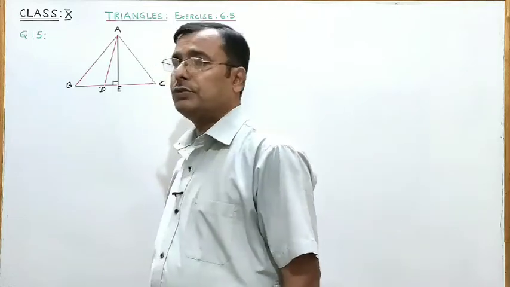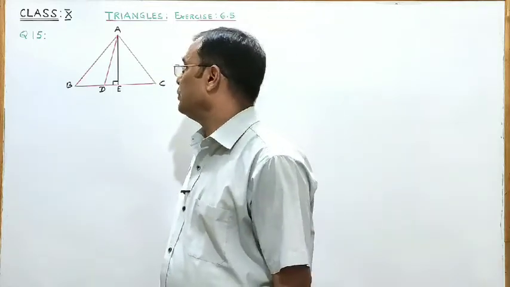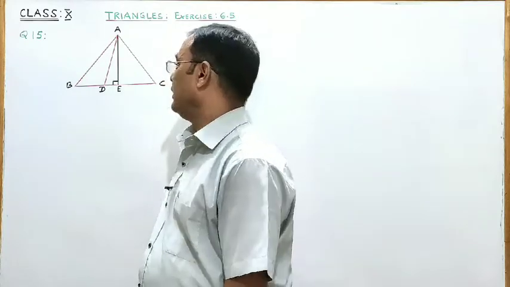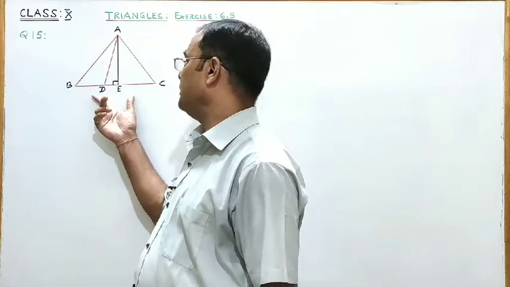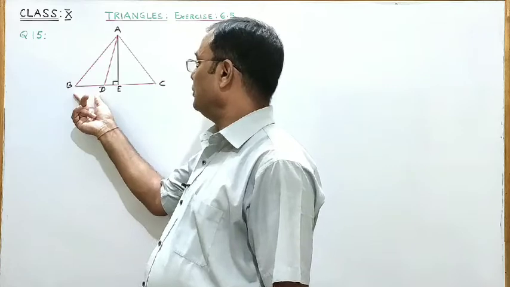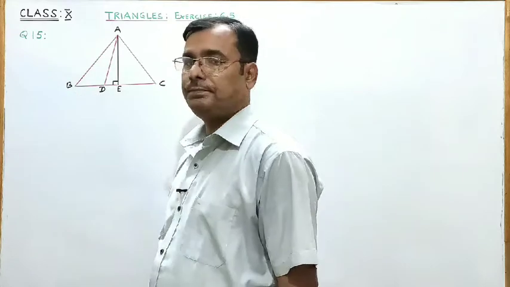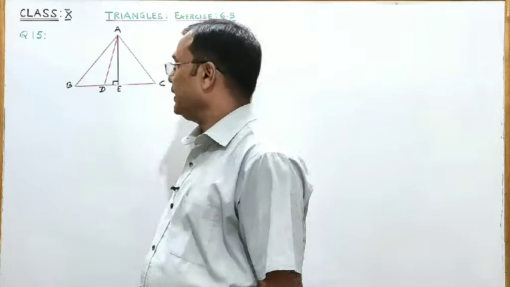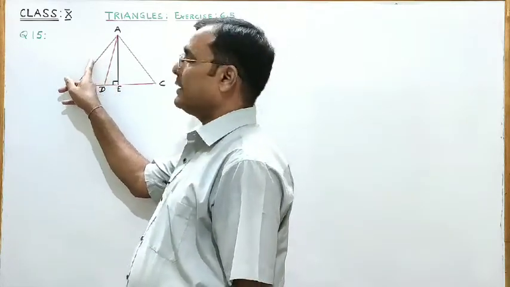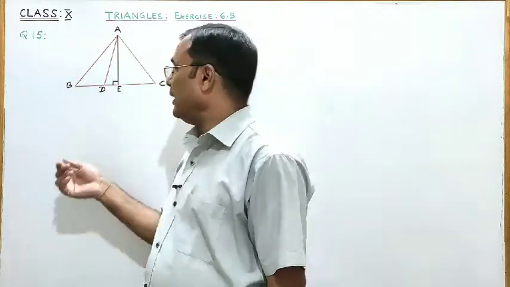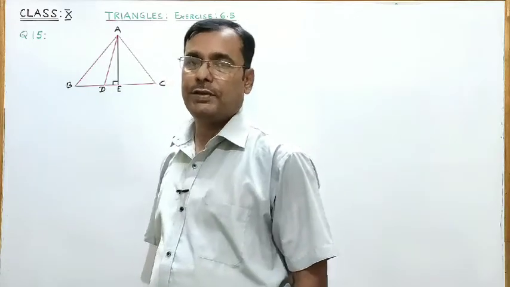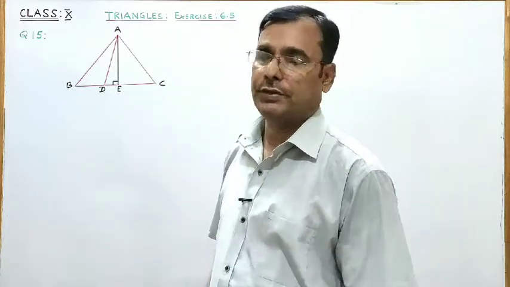Exercise 6.5, question number 15. In this question, ABC is an equilateral triangle and D is a point on the side BC such that BD is equal to 1/3 of BC. We have to prove that 9AD square is equal to 7AB square. 9 times AD square is equal to 7 times AB square. This we have to prove in this question.